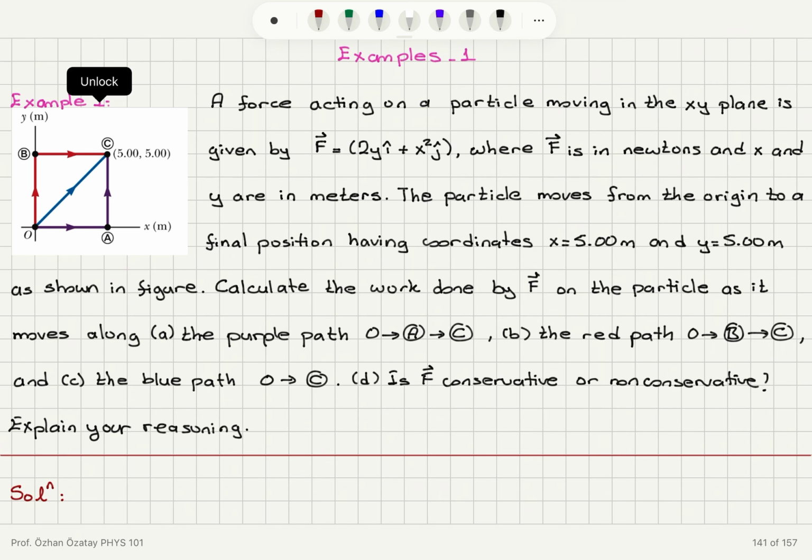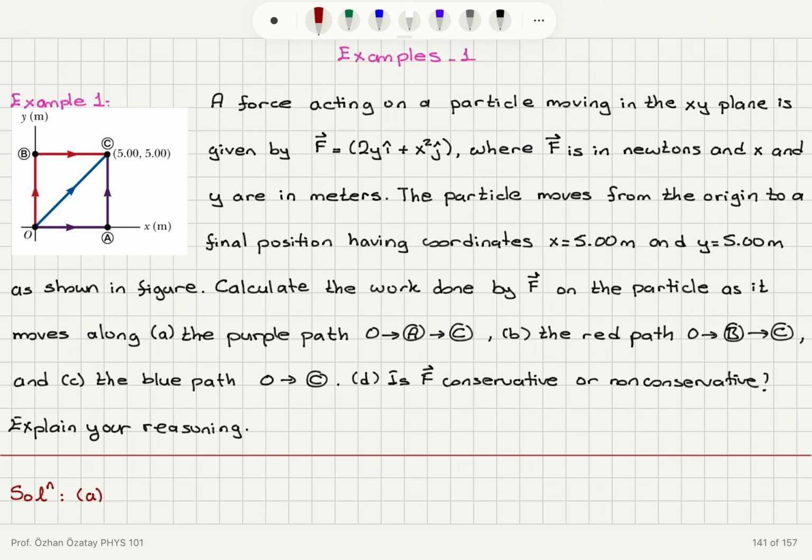So we go from the origin to this point C, which is at (5, 5). Calculate the work done by F on the particle as it moves along the purple path, that would be this purple path, OAC, the red path, OBC, and the blue path, OC. Is F conservative or non-conservative? Explain your reasoning. Okay, so let's start with part A.